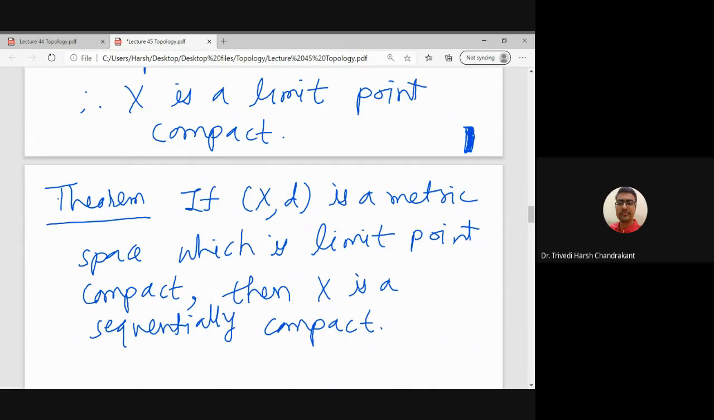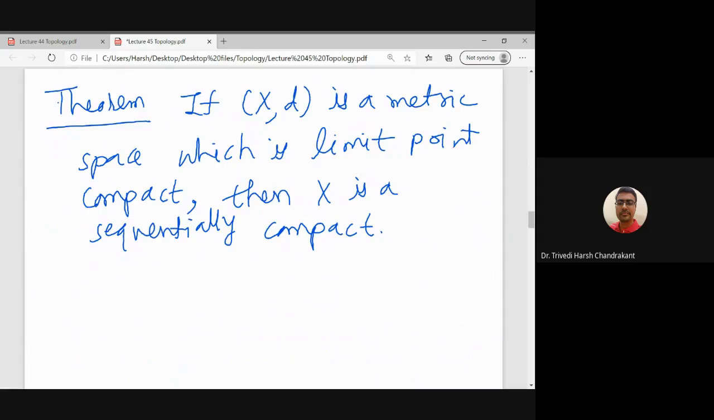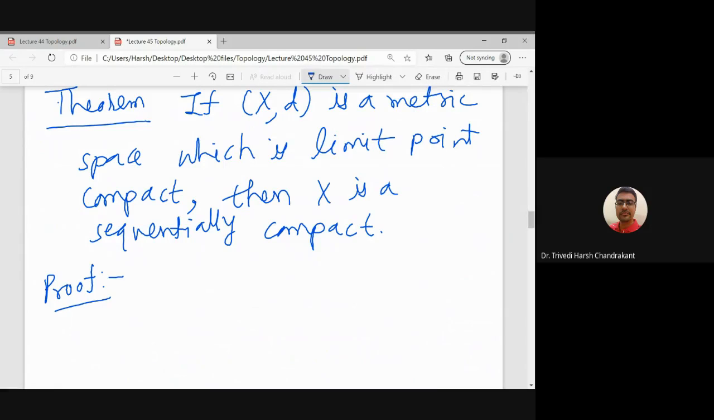And we already proved that every compact space is limit point compact in the previous result. So now we will prove that every limit point compact space is sequentially compact, and that every sequentially compact space is already a compact space. So that will give us the characterization that all these three conditions of compactness are equivalent when we take the metric space case. So let us try to prove this result. Then we will state this result, combining the three conditions.